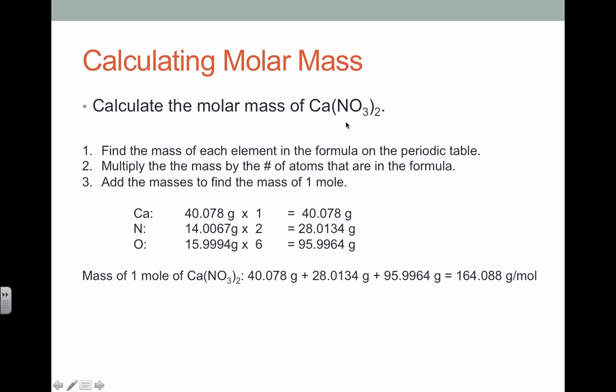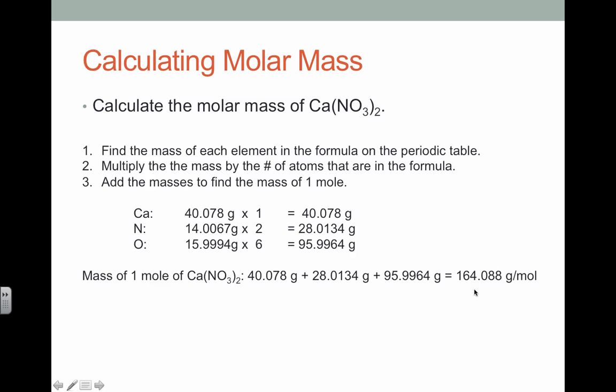So in this particular formula for calcium nitrate, there's 1 mole of calcium atoms, and this number, the 40.078, I got from the periodic table. There are 2 nitrogen atoms, because remember the 2 we multiply inside the parentheses. So this is 2 times the mass of nitrogen, and there's 6 oxygens, so 6 times the mass of oxygen. And then we sum these products. So the mass of 1 mole of calcium nitrate is a little over 164 grams for every 1 mole.